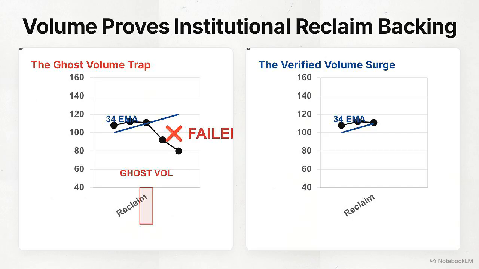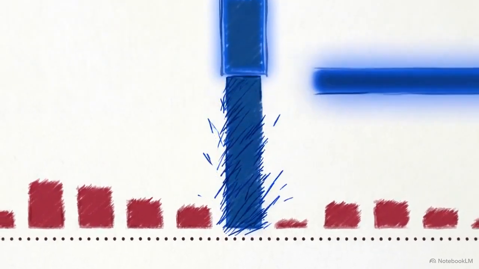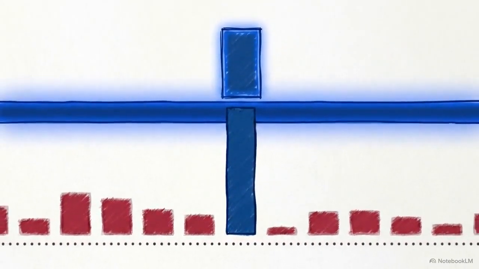To confirm the setup, you must see a volume surge. Look at the right chart. The reclaim wick forms, and concurrently, the volume bar violently spikes above the baseline. This physical transaction data proves that massive institutional capital stepped in and absorbed the selling pressure. Layering this volume intelligence allows you to separate a heavily funded continuation program from a fragile retail anomaly.